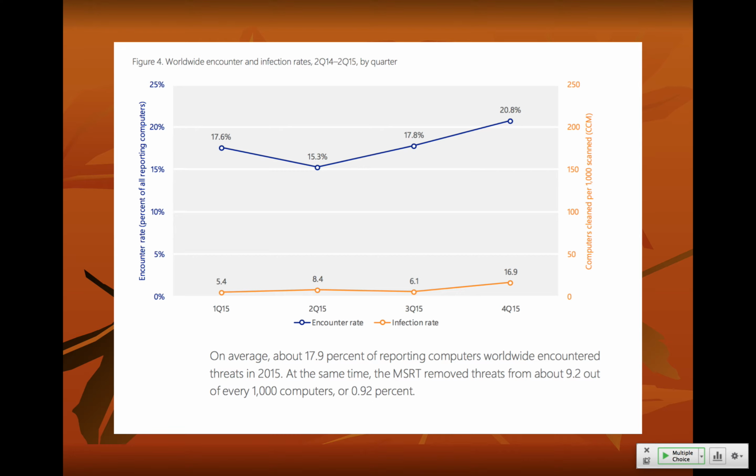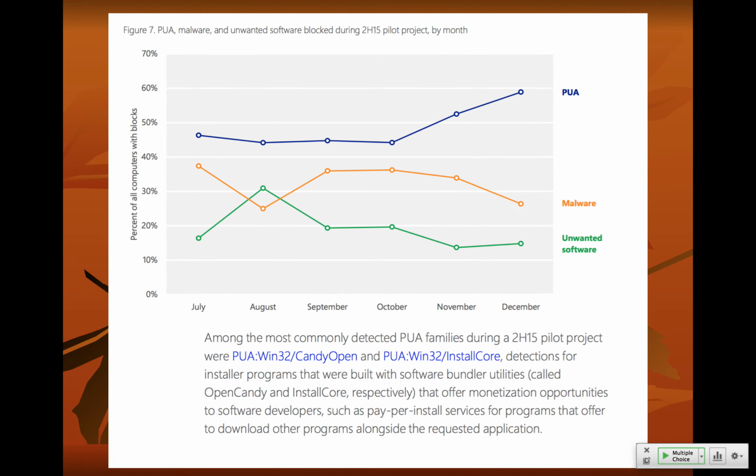So here's encounter rates. 20% of machines encountered a malicious attack, and about 1% of them actually got infected, according to Microsoft. And this is going through the various quarters of 2015. So this is only the type of malware that Microsoft knows about and is monitoring. Here's, like I say, potentially unwanted applications are much more common than malware or other kinds of unwanted software. This is the number one threat for most people, is these stupid browser hijackers and stuff that are not exactly viruses and not exactly illegal, but they're seriously a problem for people who get them.